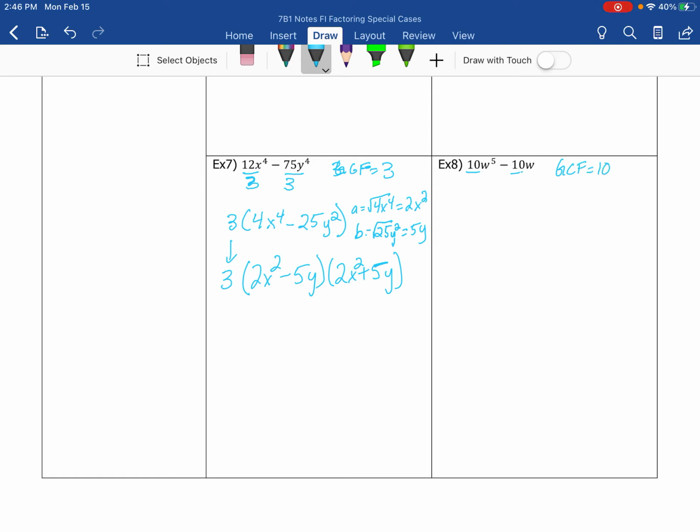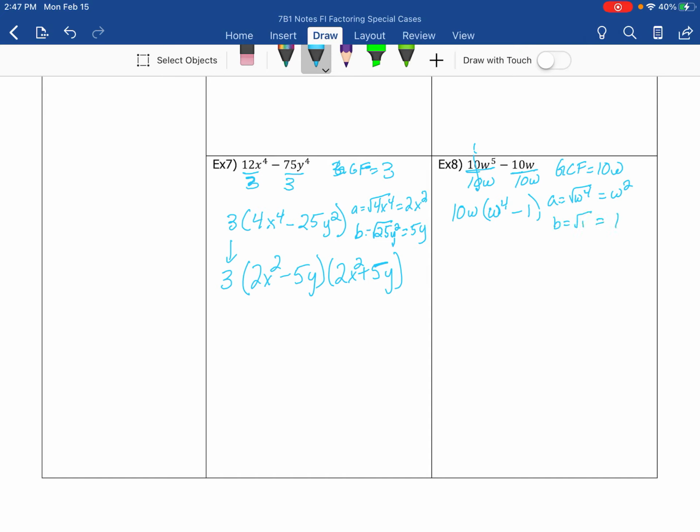On to the next one. I see that the greatest common factor for both of these is 10. And they both have a w, so I divide each part out by 10w. So when I divide out by a 10w, I end up with the 10's divide out to be 1. I'm left with 4 w's. These 10's divide out to be 1. I think I can factor this further.